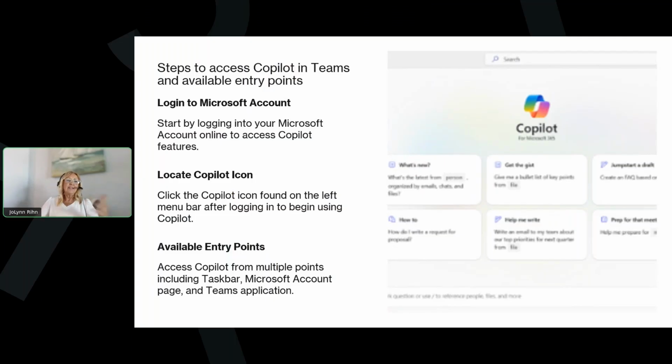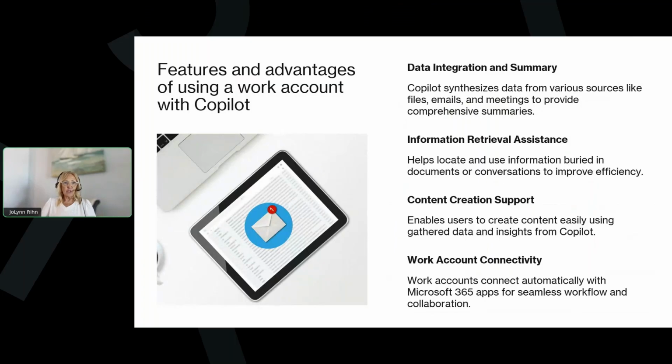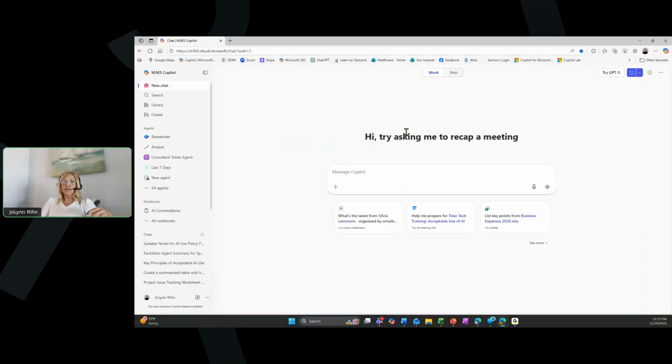Okay, so let's continue. So different features that are available that you can use to take advantage of using the Copilot app. So the Copilot app does connect to either your work account or it connects directly with the internet. So when you are actually logged in on your Microsoft account and you're out on your internet browser, just like this one, show you this one again. You have this work and web option at the top.